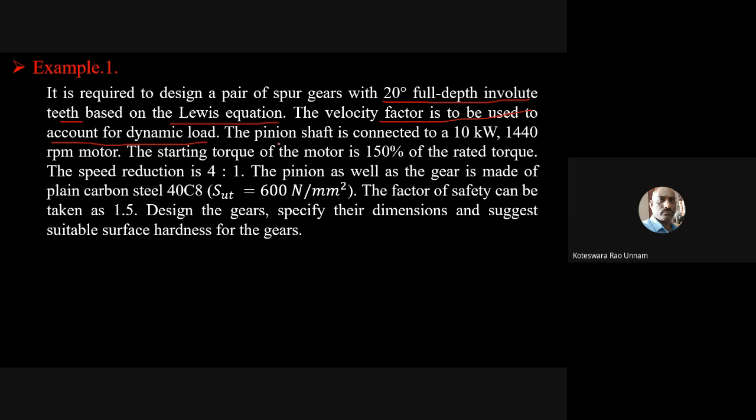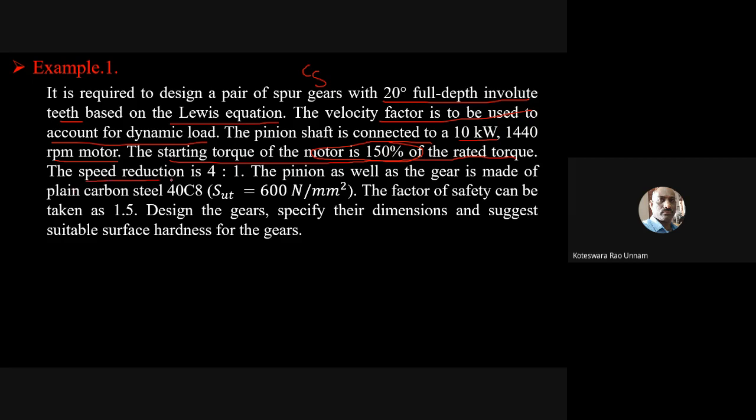You need to use the velocity factor to determine the effect of dynamic load. The pinion shaft is connected to a 10 kilowatt, 1440 RPM motor. So the pinion is rotating at 1440 RPM and the power transmitted is 10 kilowatts. And he has given that the starting torque of the motor is 150% of the rated torque. So indirectly he has given the service factor CS: starting torque divided by rated torque. So 150% means it is 1.5.